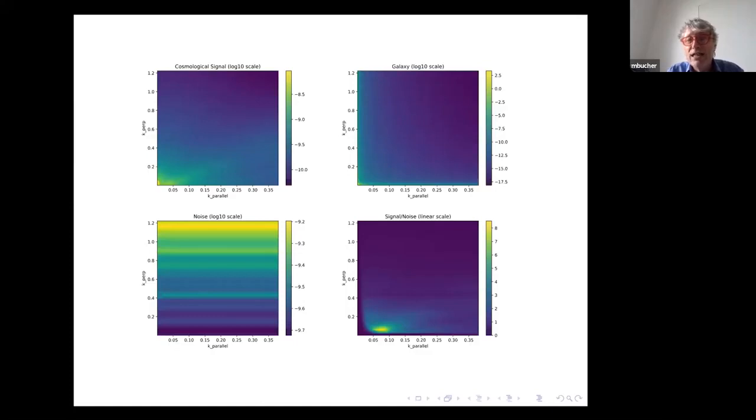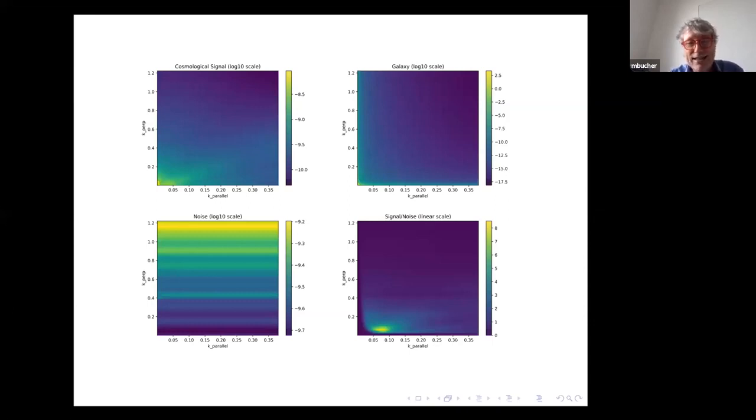Then there is the galaxy. So the galaxy doesn't vary much with frequency, the dependence is smooth, and that's sort of reflected in the fact that this becomes dark very quickly. And this is a log base 10 scale. So even slightly green means going to, I mean, the two orders of magnitude is a small change in color.